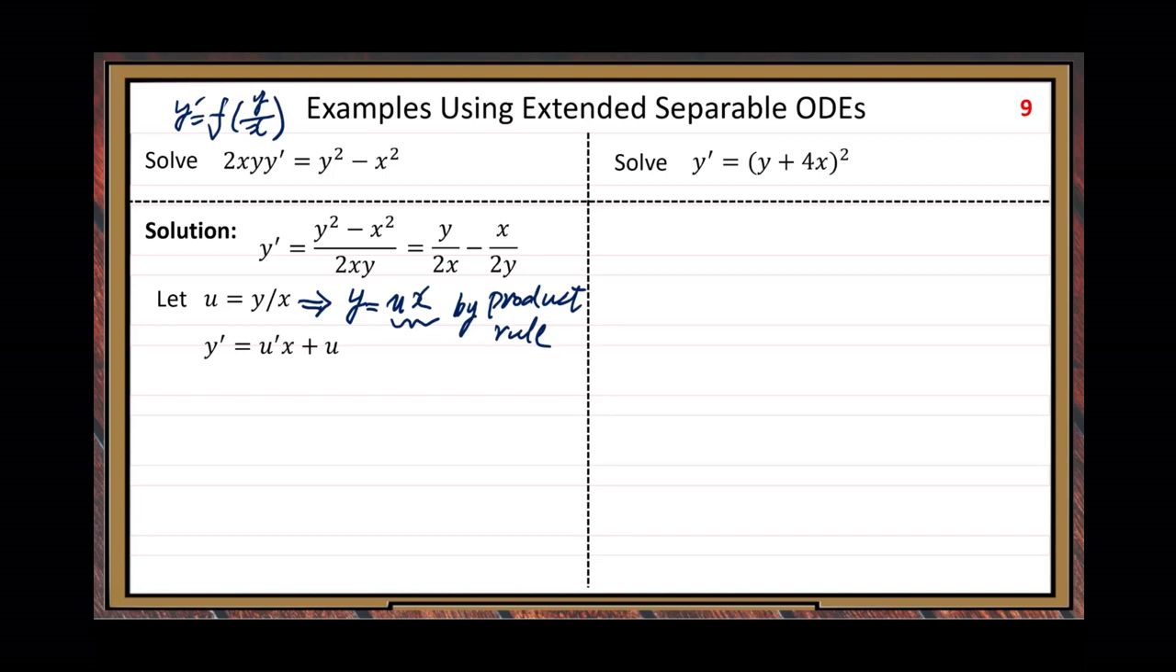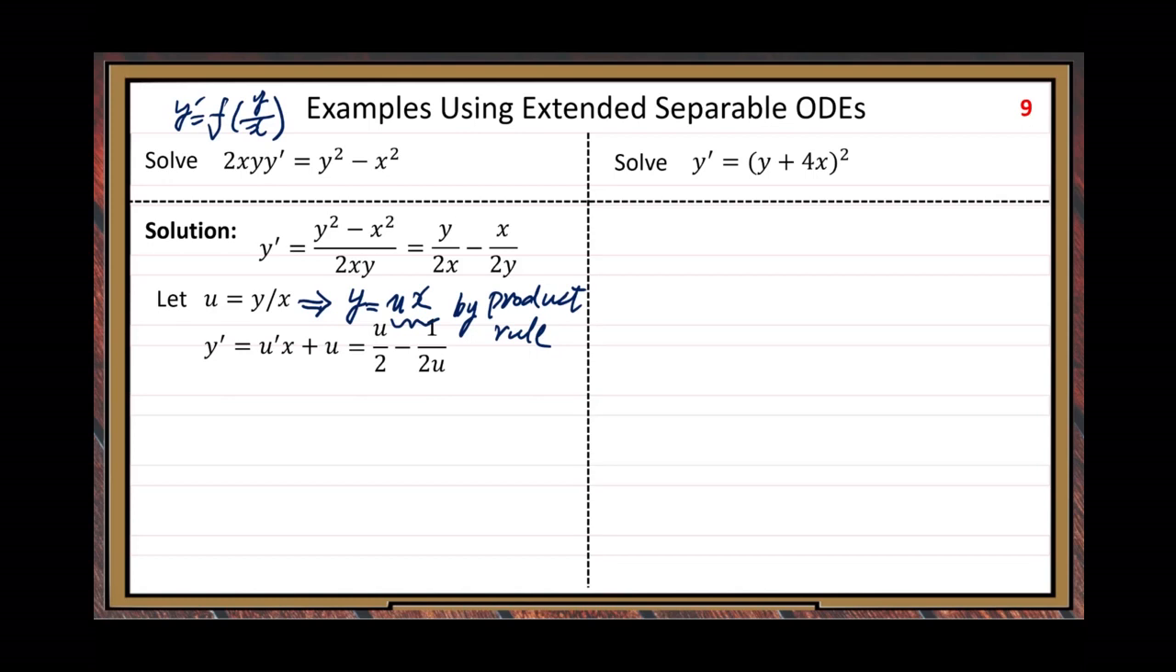Second, use u to represent the right-hand side of our previous equation. So we have two representations. The second one is u over 2 minus 1 over 2u. Now, we look at u prime x plus u equal to it, and we can ignore y prime because we want to solve a new equation without any y involved.